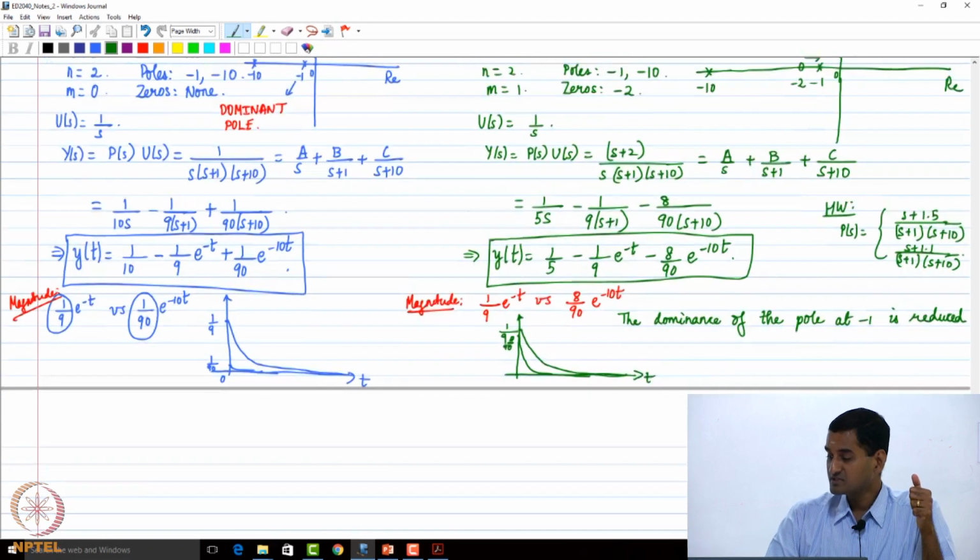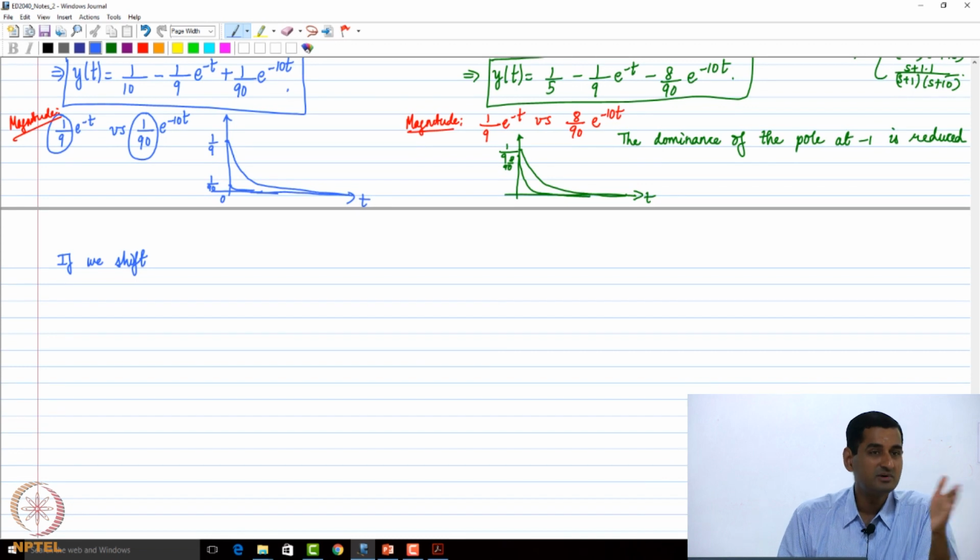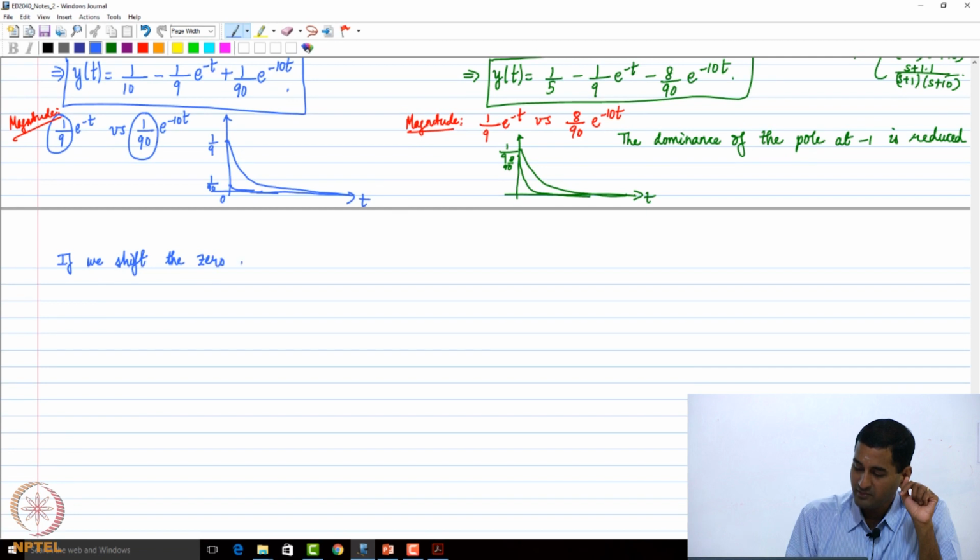Suppose, we'll see later how we can shift the zeros and poles, suppose due to some design process I keep on shifting the zero to -1. What's going to happen to P of S? We are going to have S plus 1 divided by S plus 1 times S plus 10.